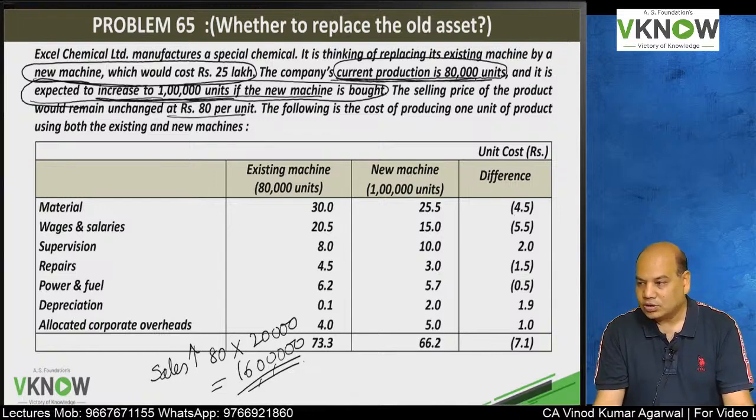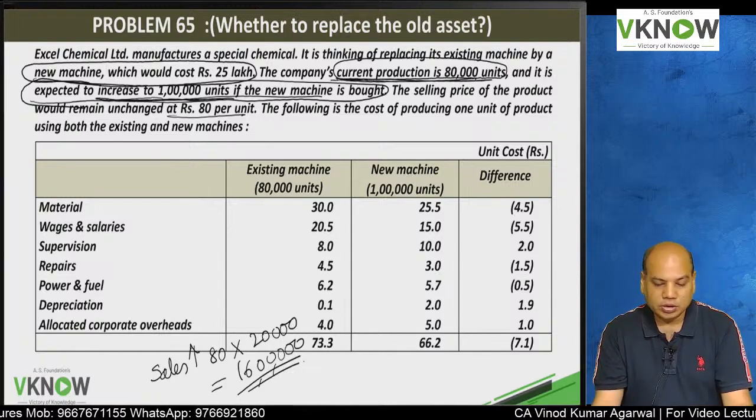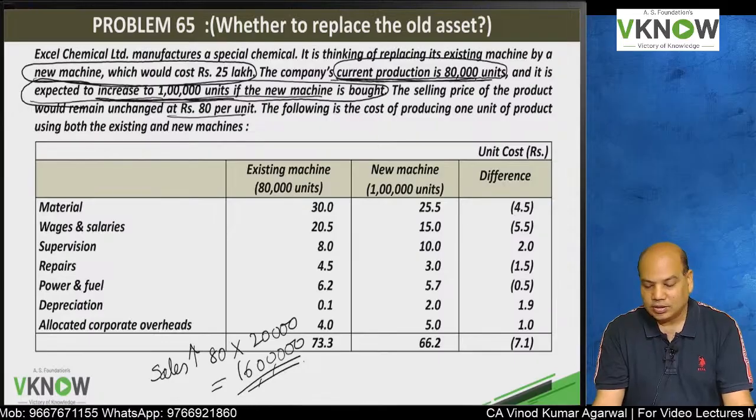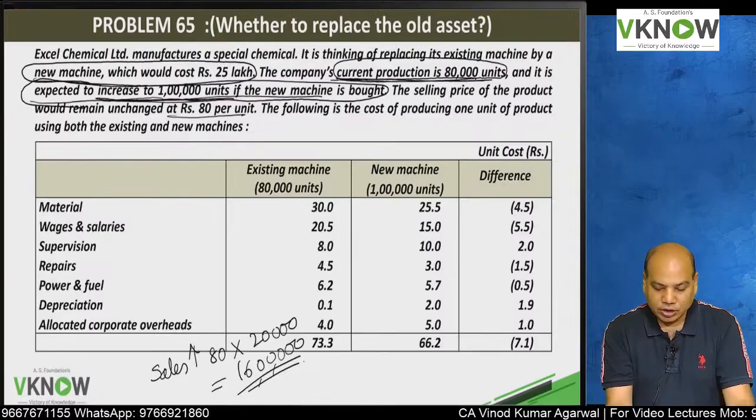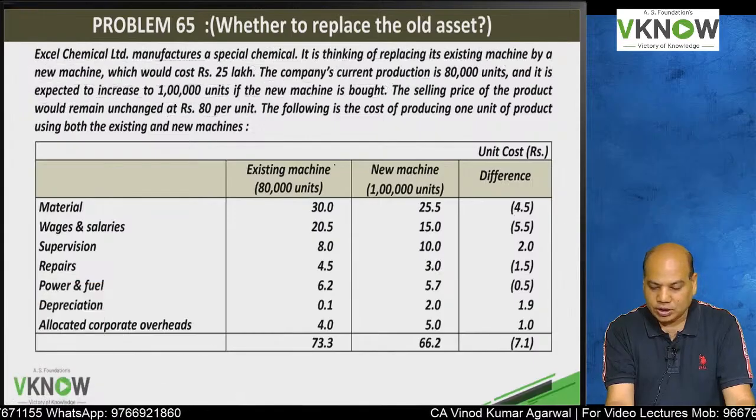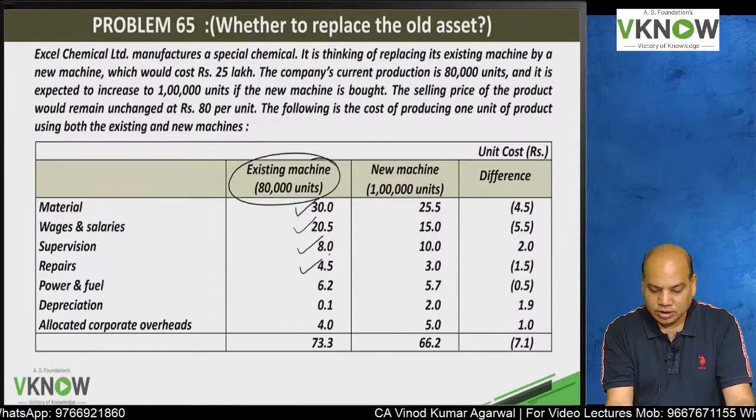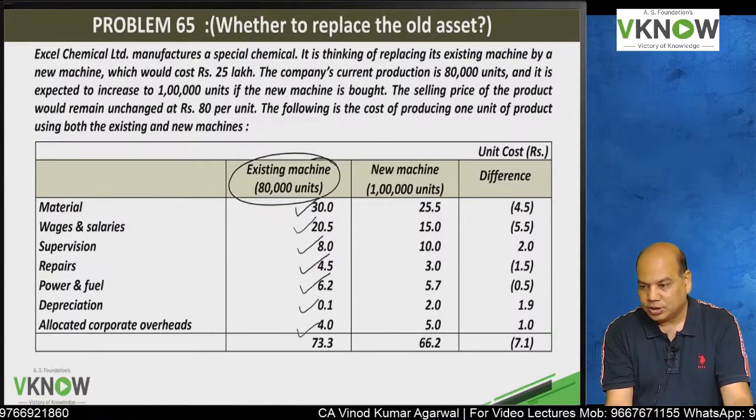The following is the cost of producing 1 unit of product using both the existing and the new machine. So if you manufacture using the existing machine: material, wage, supervision, repair, power and fuel, depreciation, allocated corporate overhead.